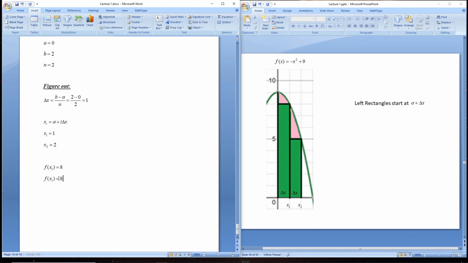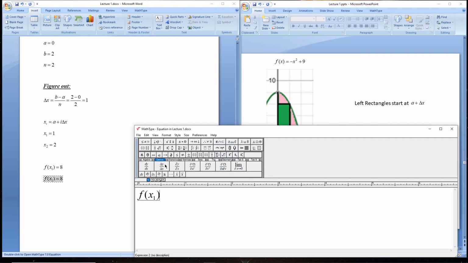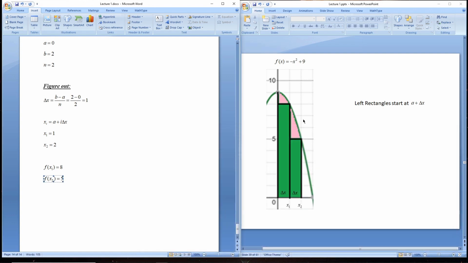So the second is going to be at position 2. What is x sub 2? Well, we figured it out. It's 2. So we're going to take that and plug it into our function. So 2 squared is 4. There's a minus sign there, so 9 minus 4 gets us a 5. 5 is the height of this second rectangle.